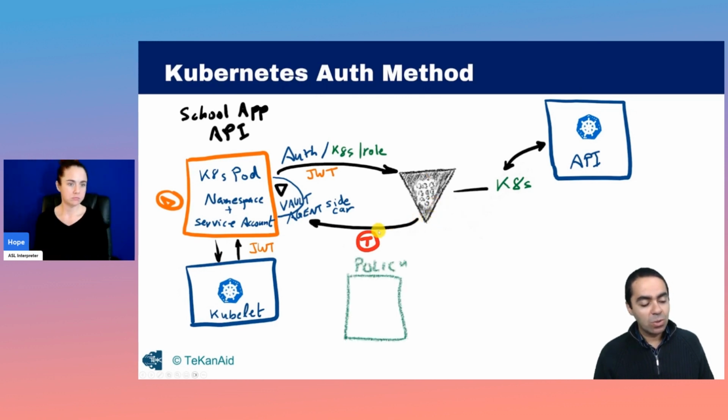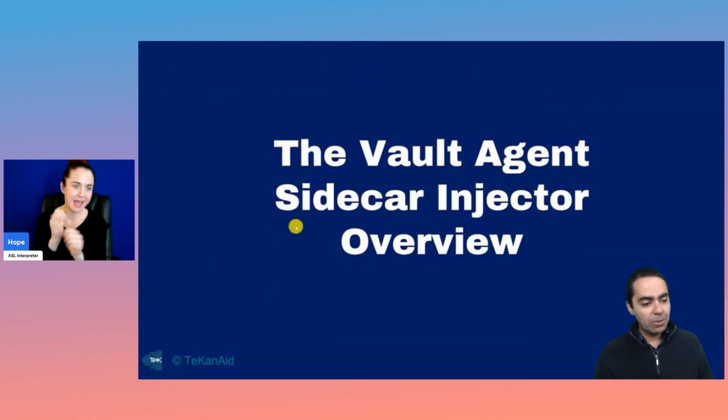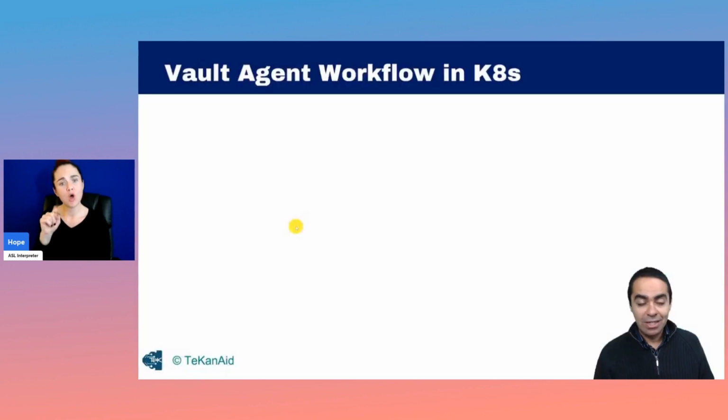Then what will happen is Vault will come back and deliver a token, and the token has a policy attached to it to authorize the application or the Vault agent to retrieve secrets at specific paths. So that's the Kubernetes authentication method in a nutshell. And from here, we want to talk a little bit about the Vault agent sidecar injector.